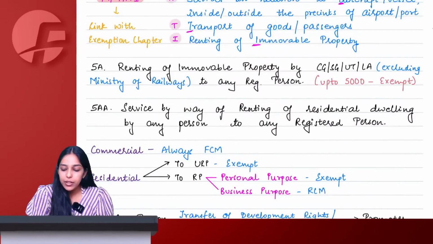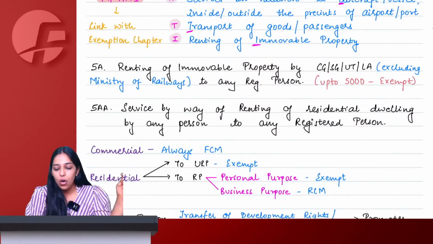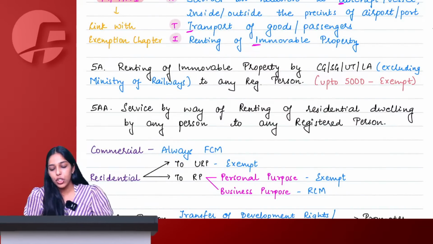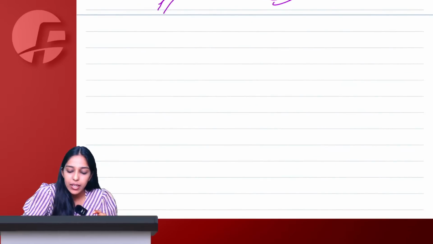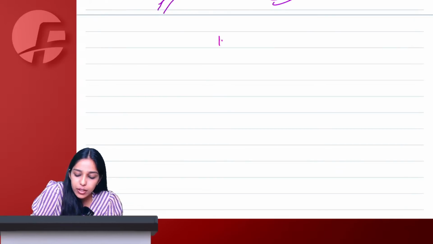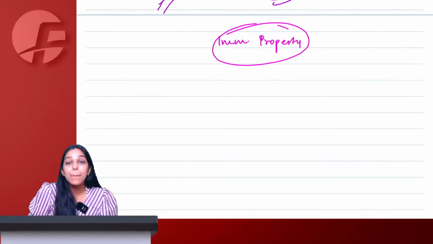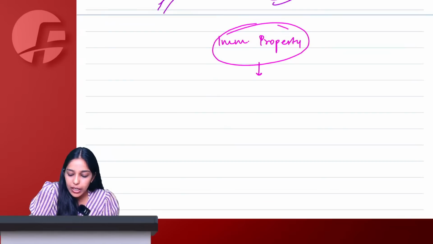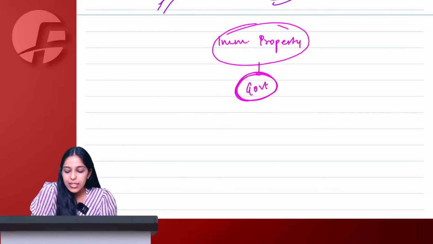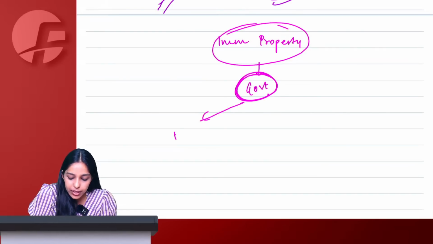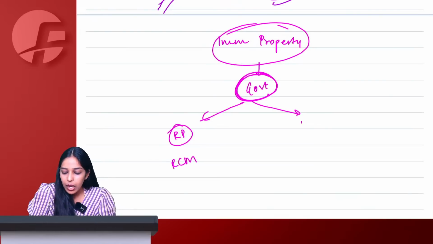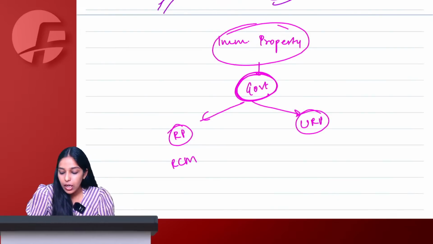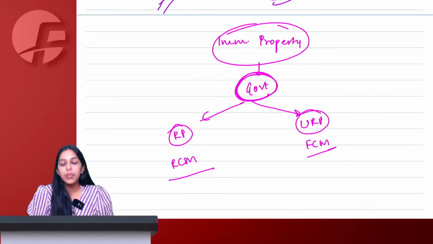Okay. Now, particularly talking about renting of immovable property. I have given this in the exemption chapter as such, but I will explain here also. For renting of immovable property by government, if the renting is done by government to a registered person, it is taxable under reverse charge mechanism. If to an unregistered person, it is taxable under forward charge mechanism.